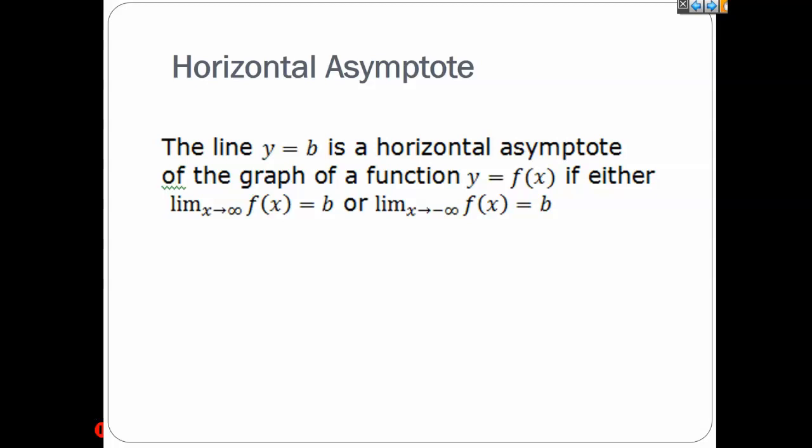The line y equals b is a horizontal asymptote of the graph of a function y equals f of x if either the limit as x approaches infinity of f of x equals b, or the limit as x approaches negative infinity of f of x equals b. Does that make sense? In this case, the horizontal asymptote in the first example would be y equals 0. So the limit as x approaches infinity equals 0. The limit as x approaches negative infinity of f of x equals 0.